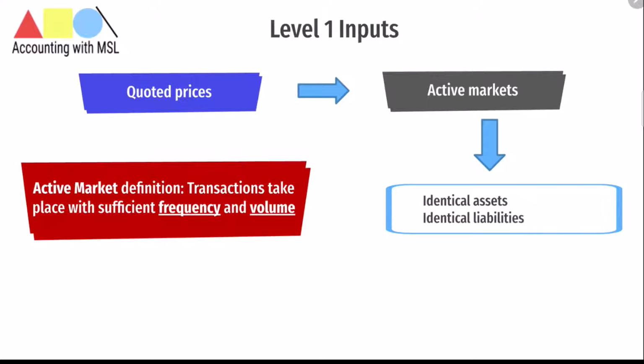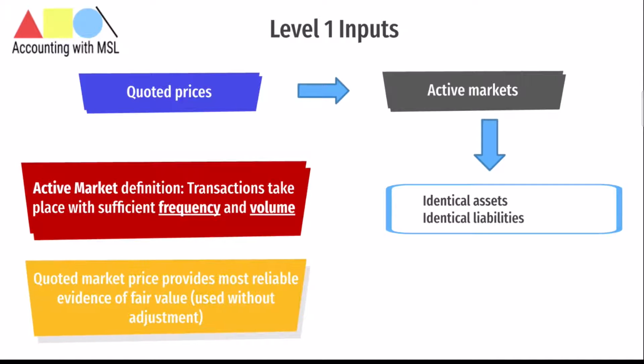So to recap, level 1 inputs are quoted prices in active markets for identical assets or liabilities that the entity can access at the measurement date. It's important to also note that a quoted market price in an active market provides the most reliable evidence of fair value and is used without adjustments to measure fair value whenever available, with limited exceptions. So take note, level 1 is given the highest priority because it's deemed to be the most representative of fair value.